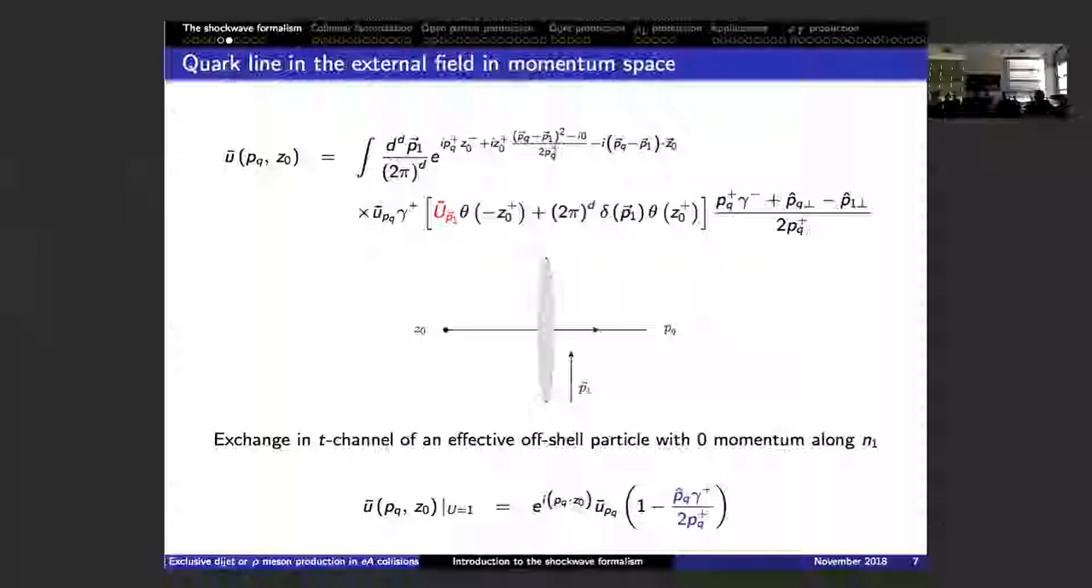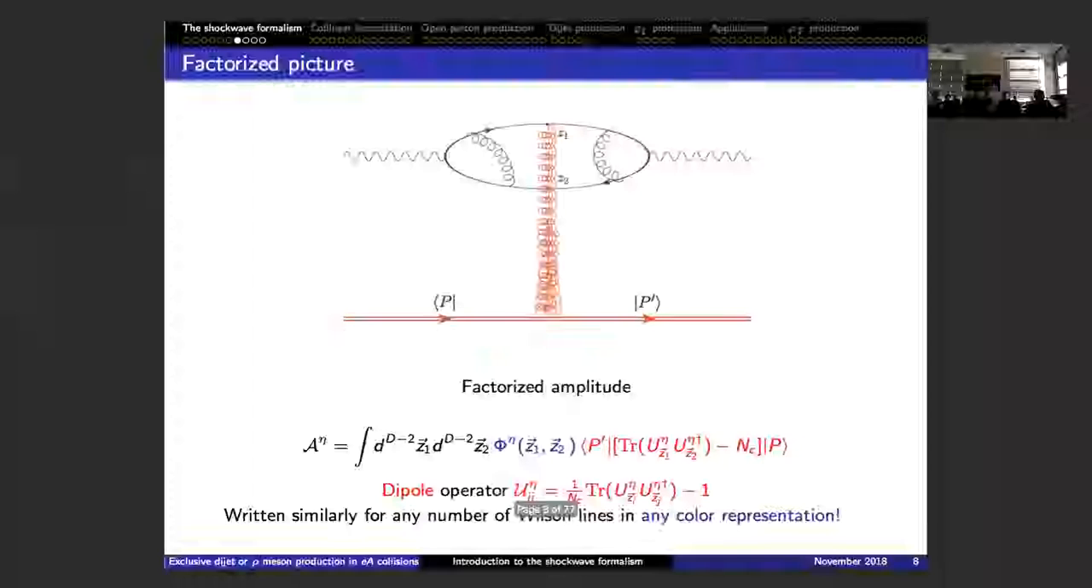But so far, so good. I just have effective Feynman rules with complete Wilson lines, and I can build my impact factors with this. So the factorized picture is this one. The amplitude is the convolution of an impact factor, which I'm computing with my effective Feynman rules, and the action of my Wilson line operators on the target states.